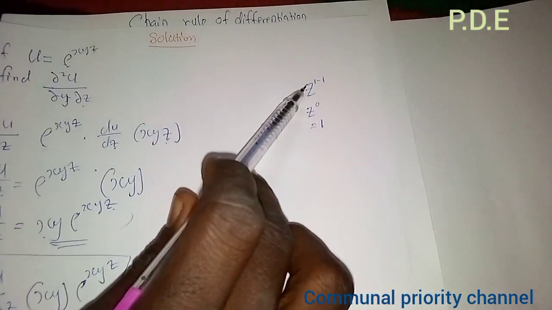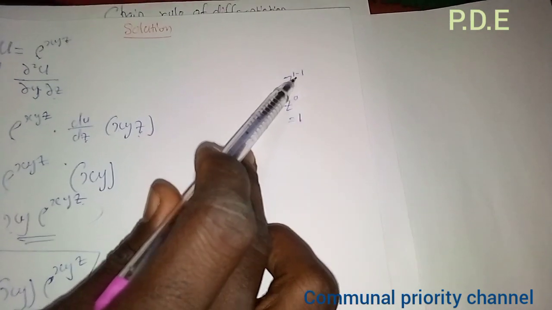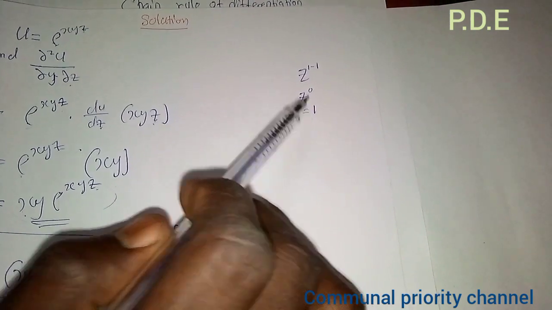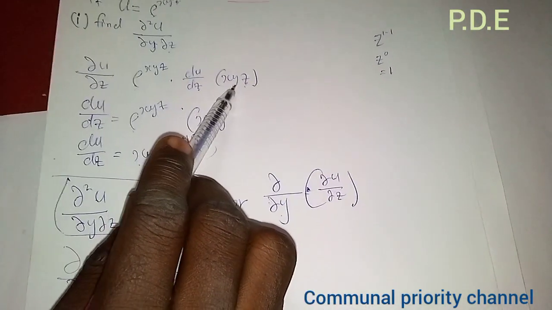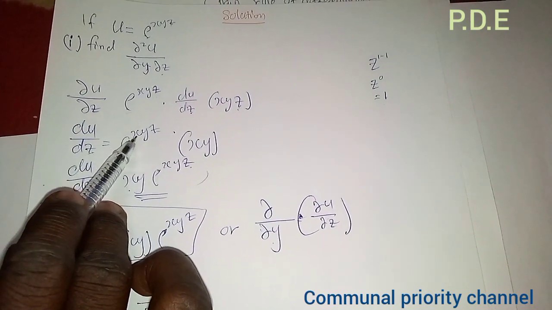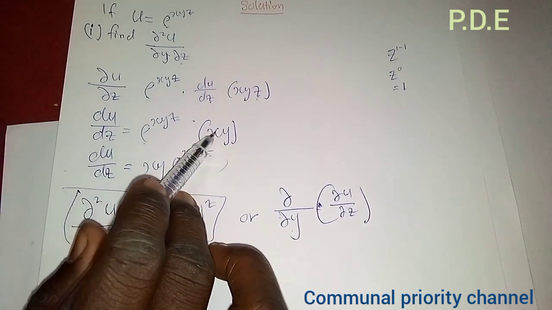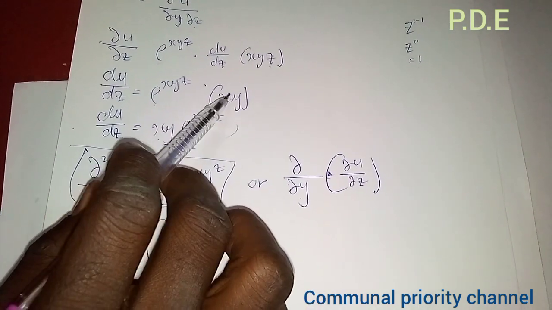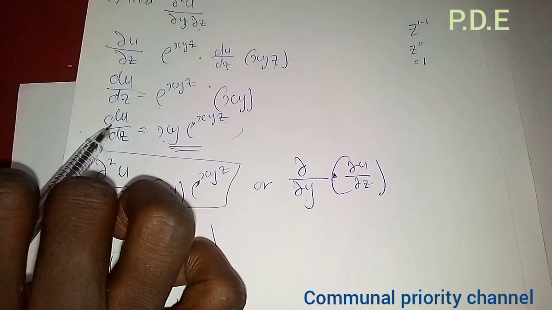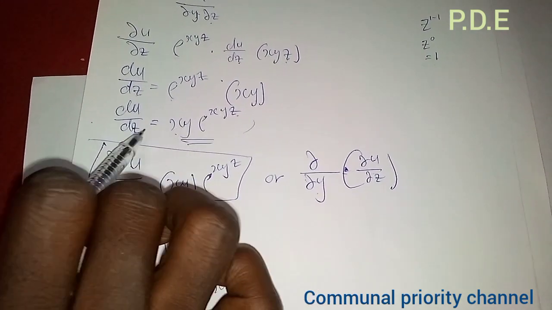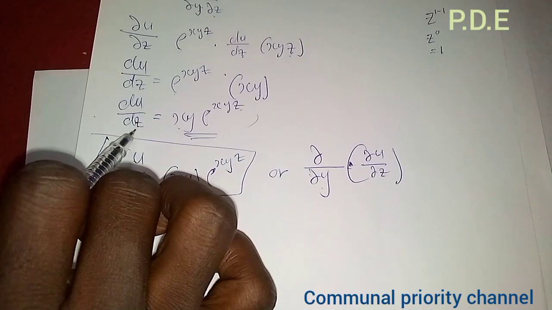You see, the reason why x becomes 1 is x to the power of 1 minus 1, which will be x to the power of 0, which will be 1. So therefore, this will be xy multiplied by 1. And we say if we have du over dz is equal to exponential xyz multiplied by xy, which is the differentiation of xyz. Then now this xy will multiply this value to be du over dz is equal to xy exponential xyz as the differentiation of u in respect to z.